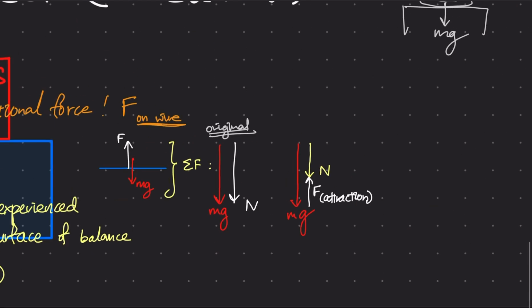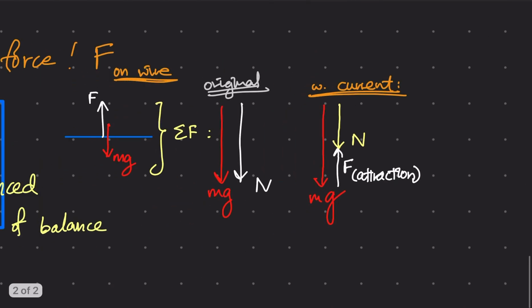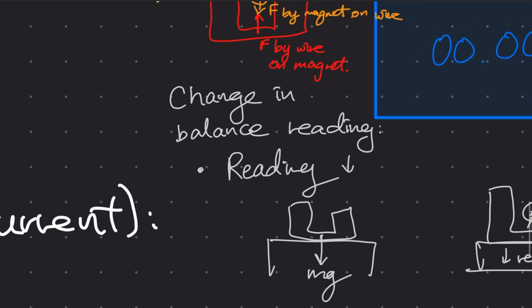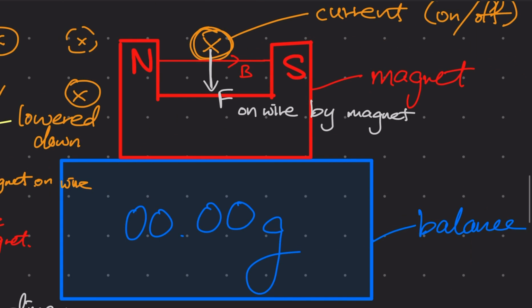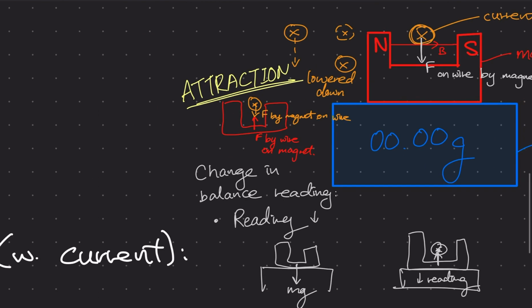I think this is the most important part right here. This is with current. So this is a change. The only change is not the mg, but the attractive force, the force that is acting on the magnet by the wire, the attractive force.